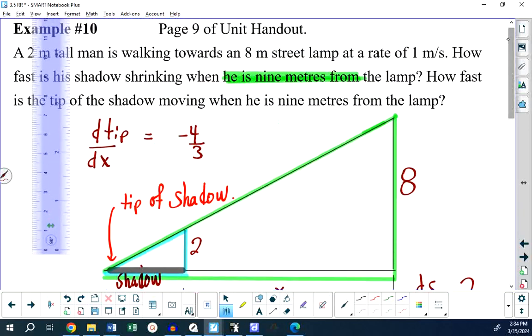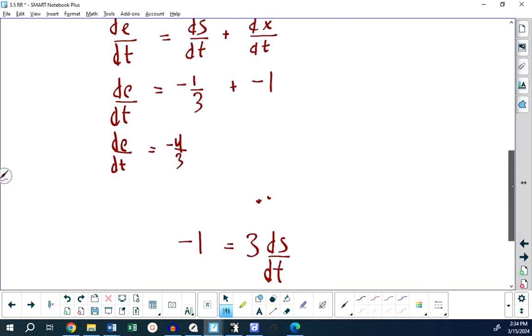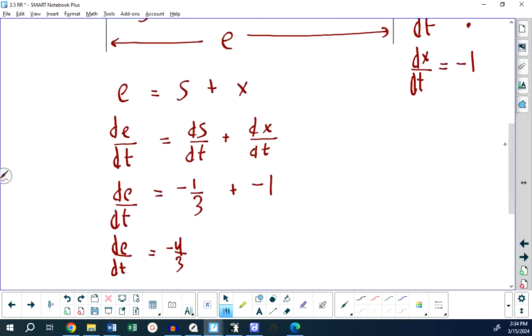On the other hand, how fast is the tip of the shadow moving? The tip of the shadow is moving at 4/3 of a meter per second. How fast means how fast, no direction. So now that question, Damon, you were wondering about number 10, you can tackle that question. Speaking of questions, does anybody have any about this example?